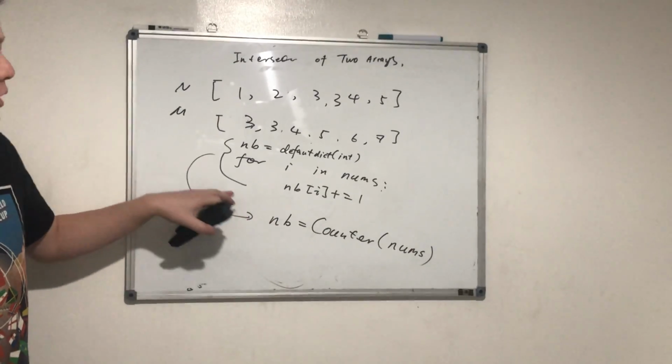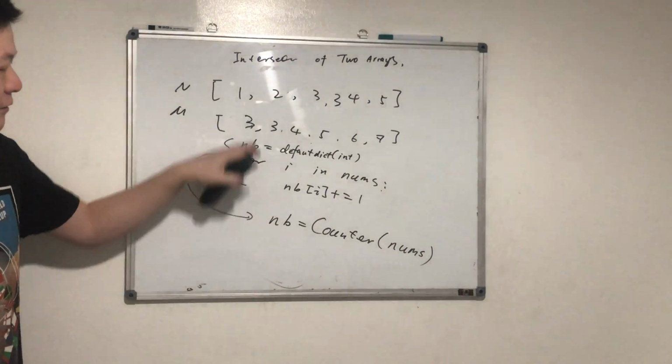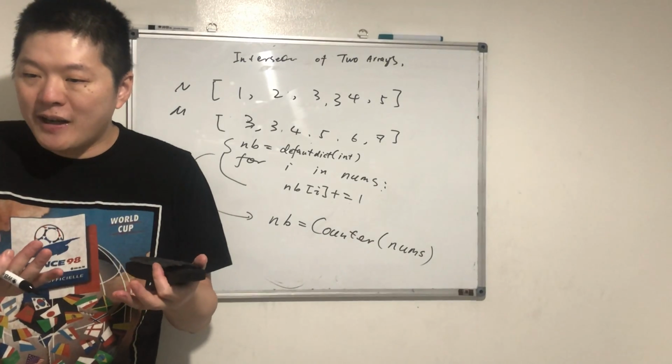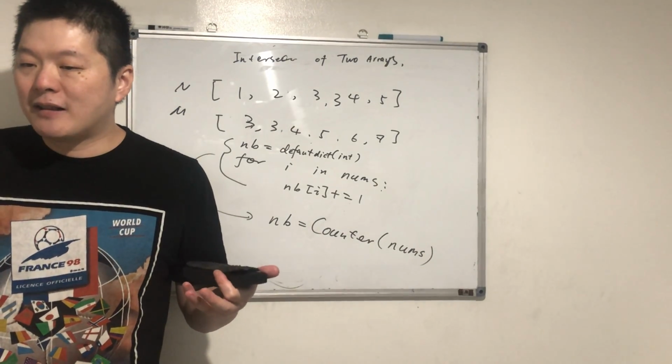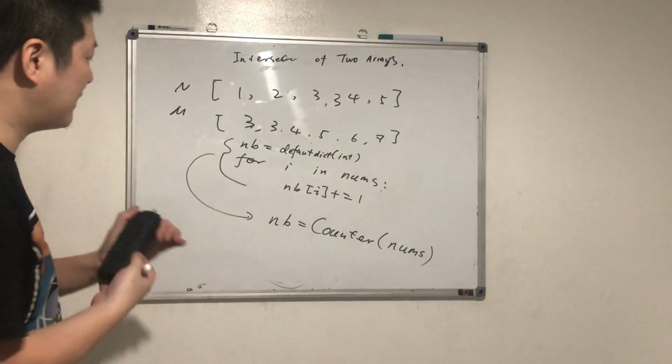Okay? So when we have the counter for these two arrays, the notebook, then we can go through the keys, the numbers of the notebook, and then append the same numbers in the result. Okay? So let's do it.